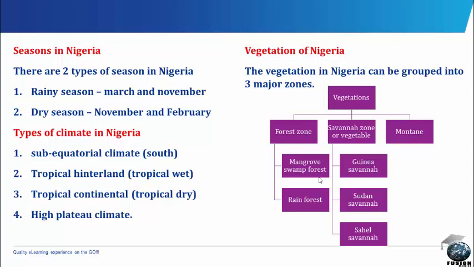The mangrove swamp forest is a vegetation found mainly in delta and coastal areas. The rainforest is found in southern part of Nigeria. The Guinea savanna is found in Enugu, Lokoja, Ilorin. The Sudan savanna is found in Sokoto, Katsina, Kaduna, Kano. The Sahel savanna is found in Maiduguri and Damaturu. The montane savanna is found in Jos and Adamawa areas.